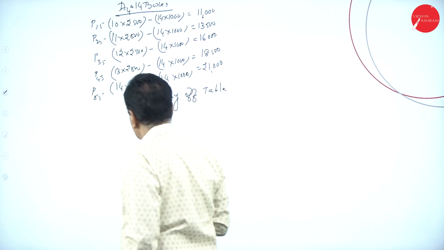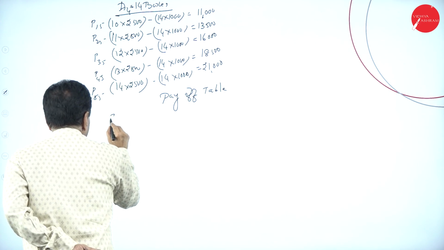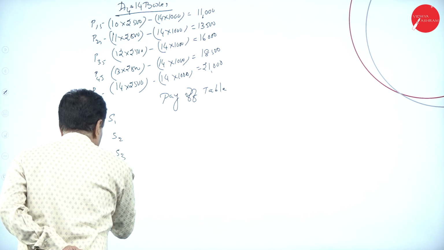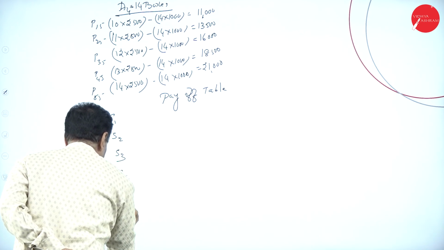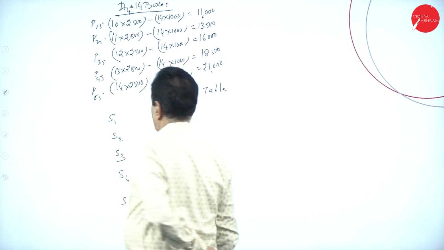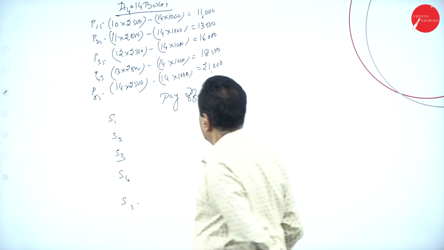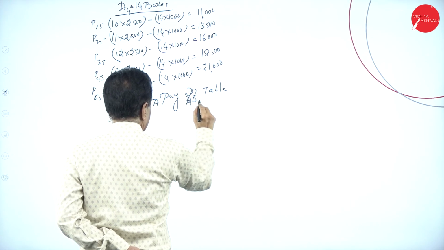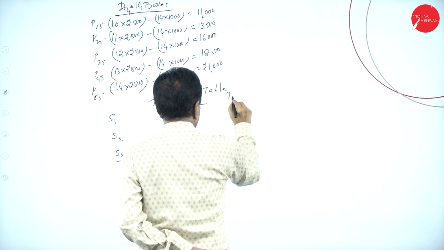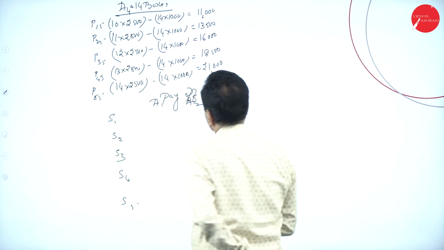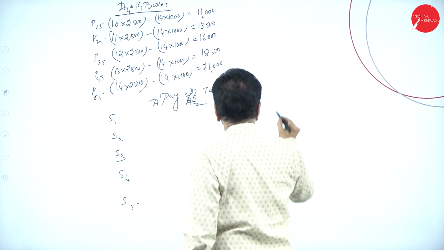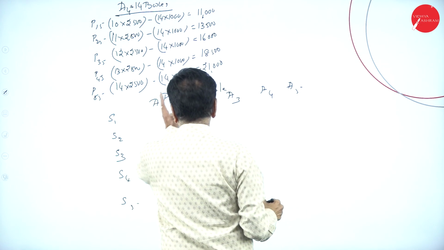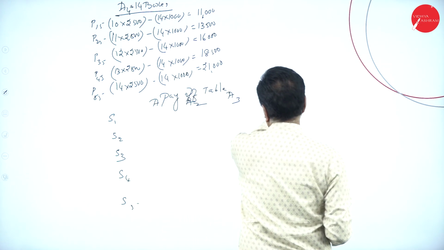Payoff table. S1, S2, S3, S4, S5 are the states of nature. Then the alternatives A1, A2, A3, A4, A5, with demands 10, 11, 12, 13, 14.